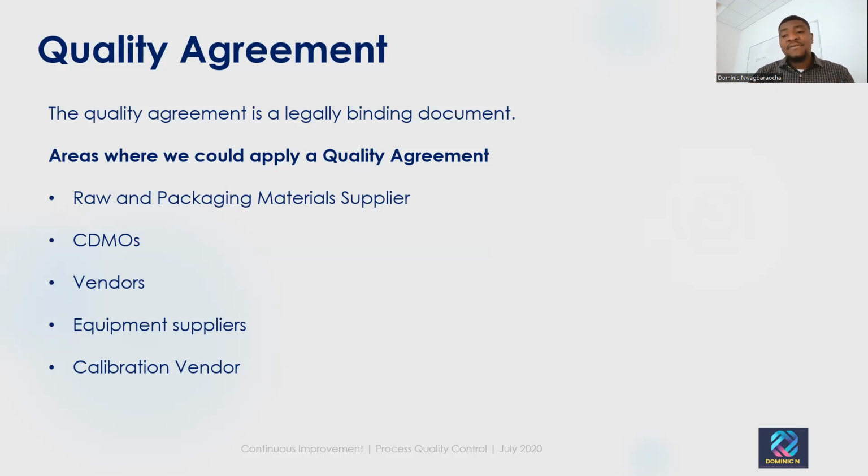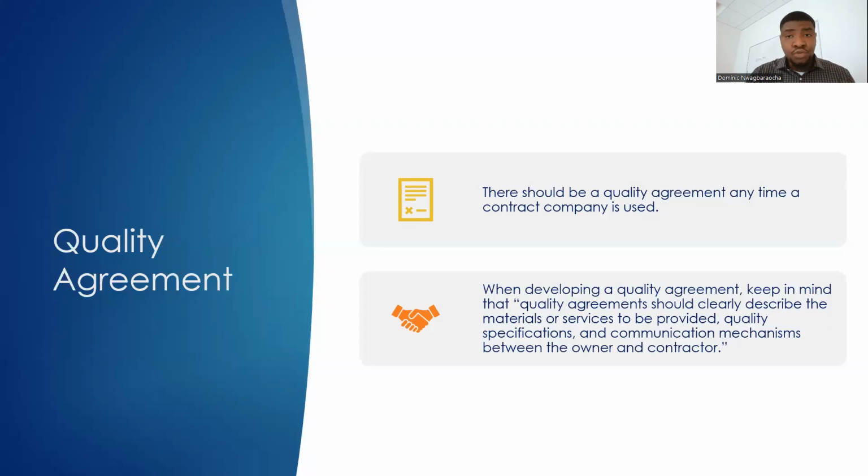You cannot have a raw material or packaging material supplier, and you don't have a quality agreement that defines this is a specification that I expect. When you have deviation, this is how I expect you to handle it. This is how I expect to be notified. This is what I want you to do. This is what is expected from a quality agreement, and this is what you should include, right?